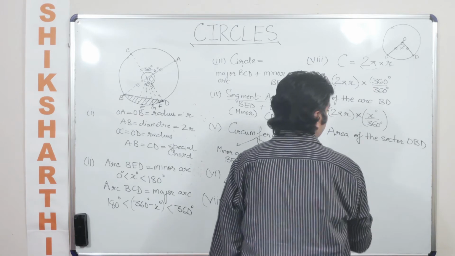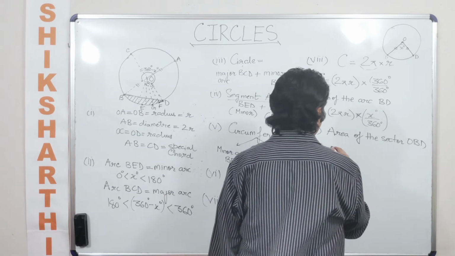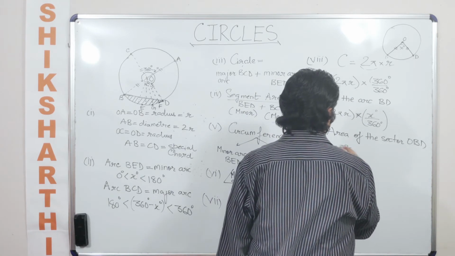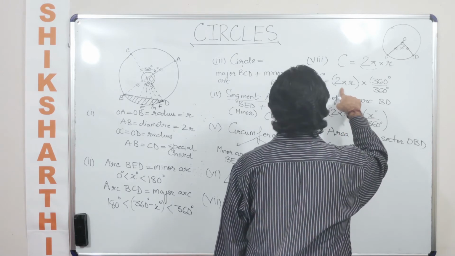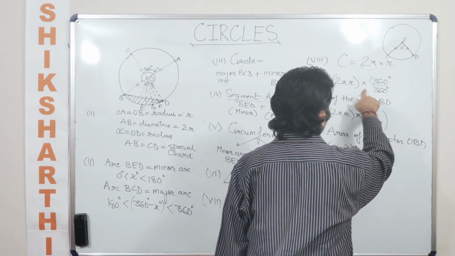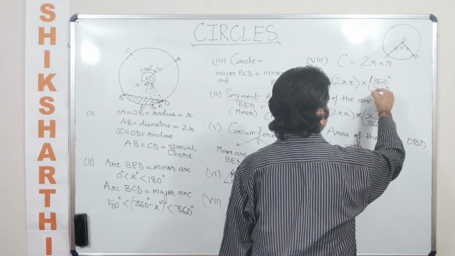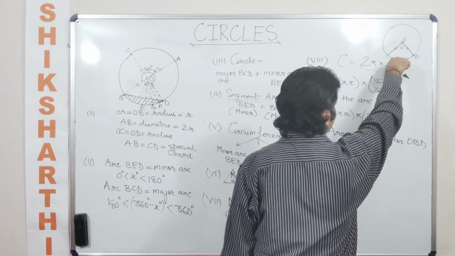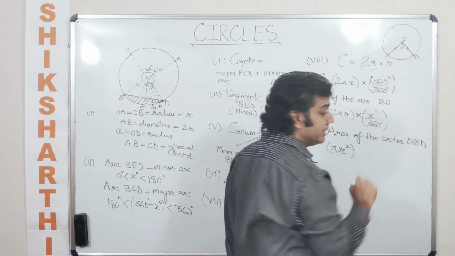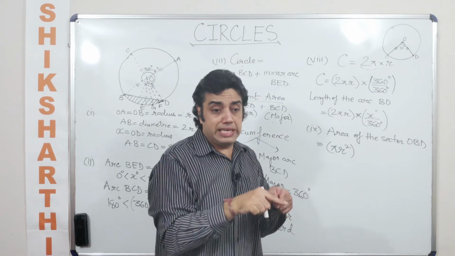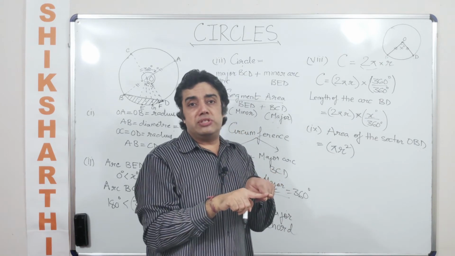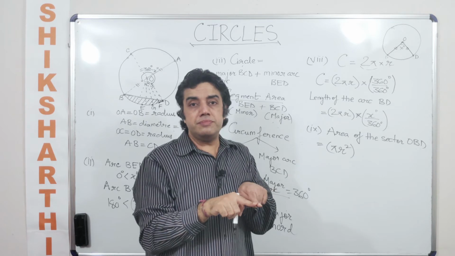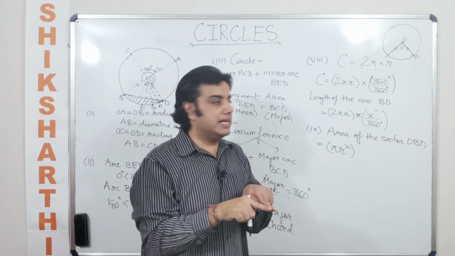Now, do we know the area of the circle? The area of the circle is nothing but pi r square. The same thing we could have talked about here: area of the circle is pi r square into 360 upon 360. But here the angle subtended by the entire arc of the circle, we are talking about the major and the minor arc both. That is how we calculate the area of the entire circle.